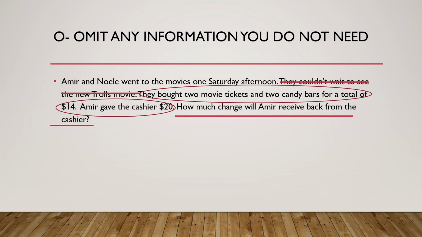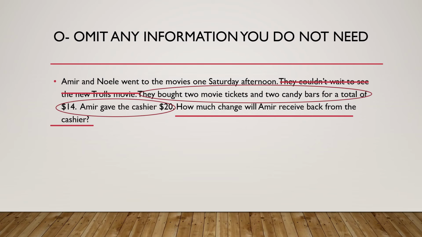So now let's move on to step O. Omit any information you do not need. Based off of the word problem that I have read, I picked out several different things that I wanted to say we do not need. So one piece of information we do not need is to know what movie we're going to go see. That's not something that's going to help us solve this problem.